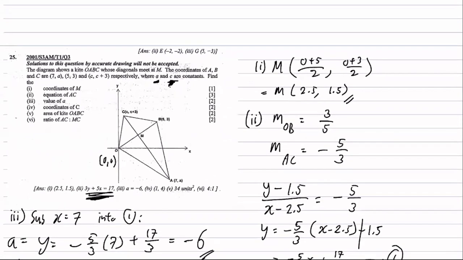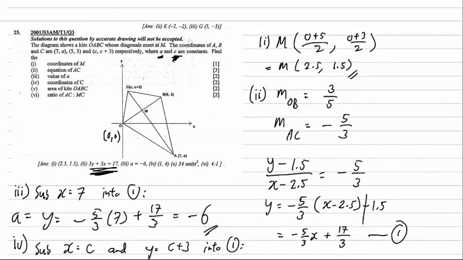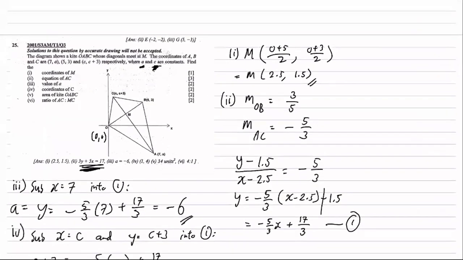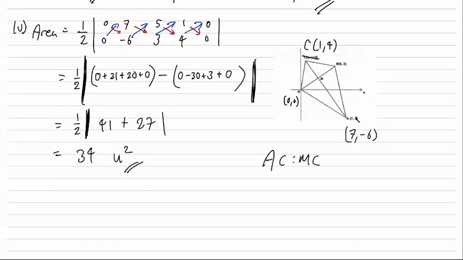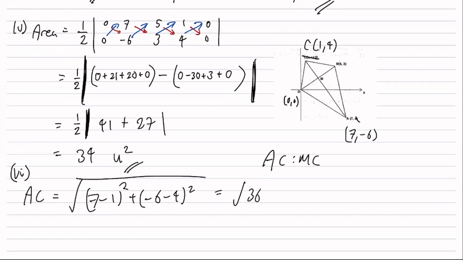Ratio of AC to MC. Just use the length formula, right? Let me just write this down first in case I forget. So find the length AC. Just distance formula: 7 minus 1 bracket square plus minus 6 minus 4 square. Simplify, you get 36 plus minus 10 square, which is 100. Plus, so 136 with a square root.